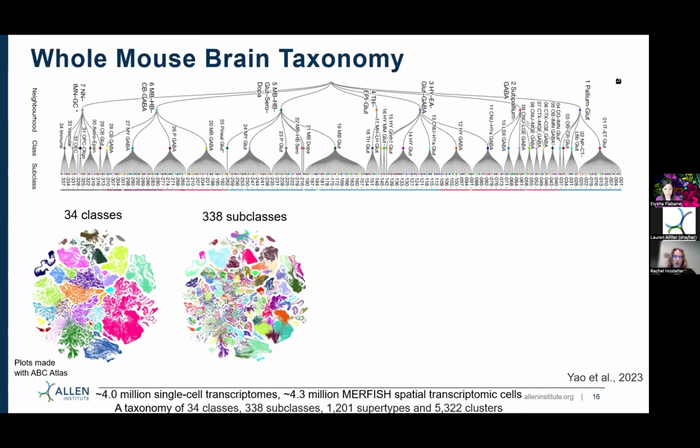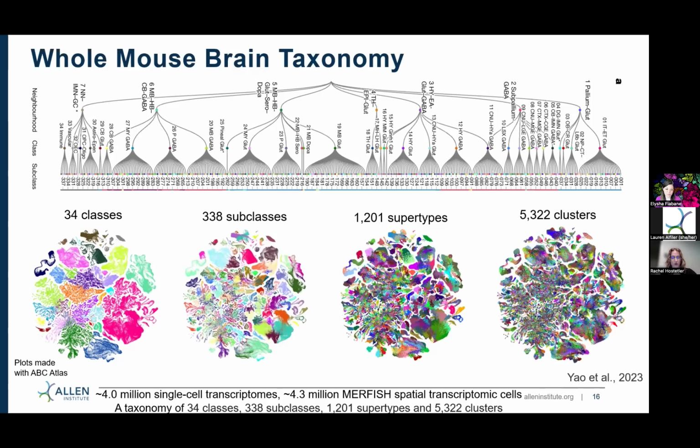And we can color code the plots. This is the same plot shown 4 different times, but color coded to show the different divisions: our classes, our subclasses, our supertypes, and our clusters. So in the plot all the way on the end with our 5,000 clusters, there are 5,000 different colors corresponding to each cluster. So this is the whole mouse brain taxonomy.